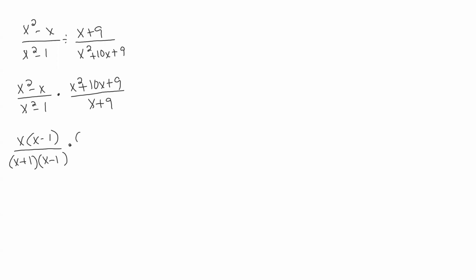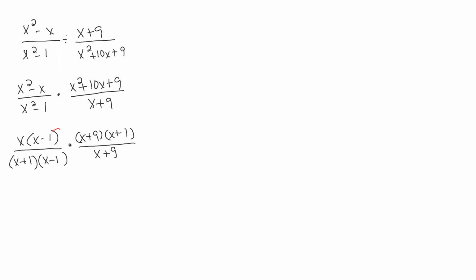Second numerator is a quadratic trinomial. It factors into 2 binomials, each starting with an x. Luckily, the coefficient on the squared term is 1, so we can do this shortcut. And then basically, I want to find factors of 9 that add to 10. So plus 9, plus 1. And then the second denominator, that's as good as it's going to get. Nothing can factor there.